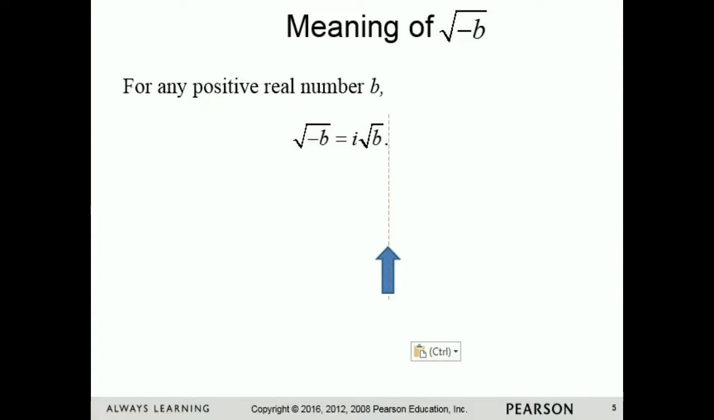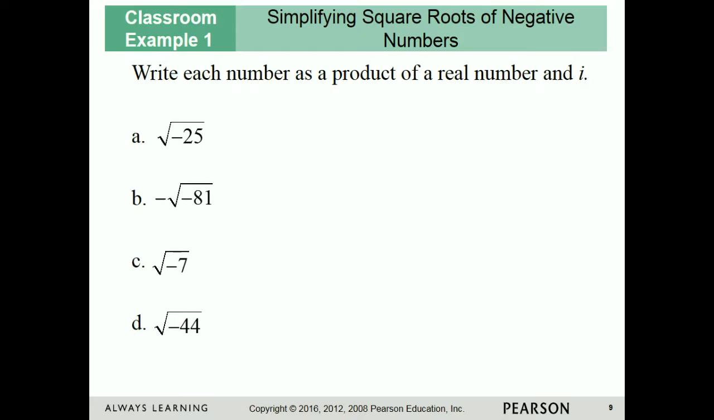So when we're simply taking the square root of a negative number, as we see here, the square root of negative b, it can be represented by putting this lowercase i outside of the radical times the square root of b. So here are examples of what I was getting to in the previous slide.